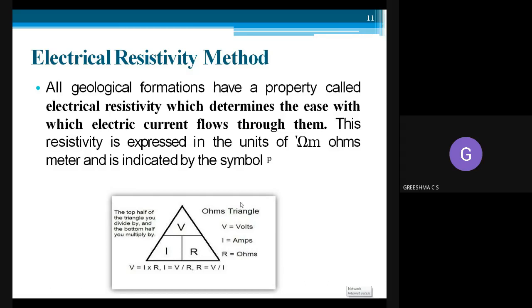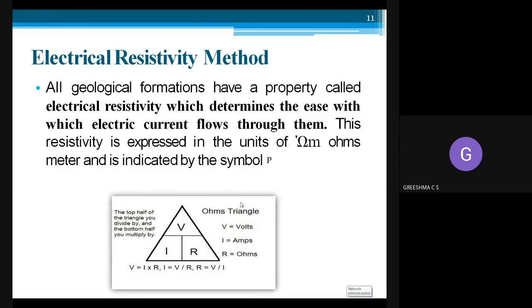The resistance to the passing of electric current through it is what you call electrical resistivity. In other words, it is the resistivity offered by the geological formation when an electric current is flowing through it. So every geological formation, maybe a rock, has electrical resistivity. Coming to a sand, it has electrical resistivity. Coming to a clay, it has electrical resistivity. Some weathered materials below the earth also have electrical resistivity. Coming to water, it also has electrical resistivity.